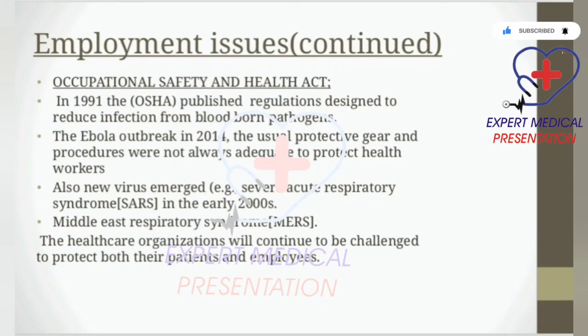Employment issues continued. Occupational Safety and Health Act. In 1991 the OSHA published regulations designed to reduce infection from blood-borne pathogens. In the Ebola outbreak in 2014, the usual protective gear and procedures were not always adequate to protect health workers. Also new viruses emerged, for example, severe acute respiratory syndrome, SARS, in the early 2000s, and Middle East Respiratory Syndrome, MERS. Healthcare organizations will continue to be challenged to protect both their patients and employees.